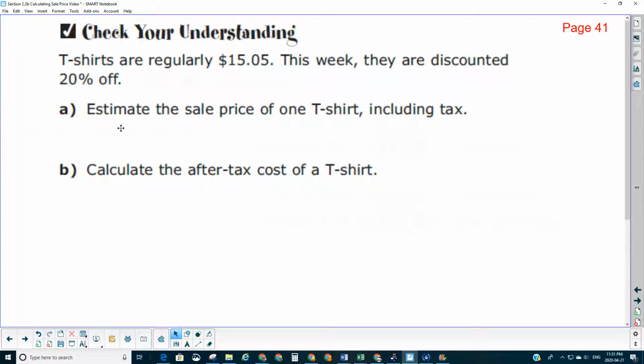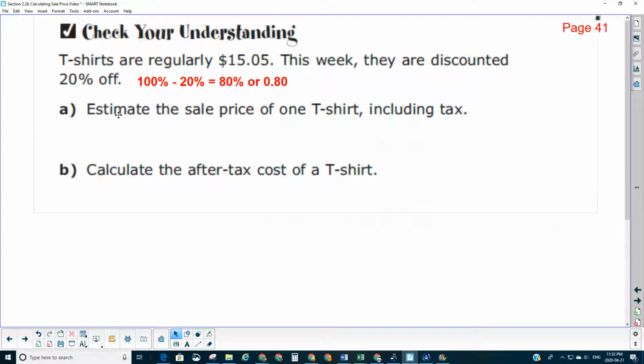So this is where we're going to combine what we did last lesson with estimating and calculating and seeing how close we can get. So the t-shirts are regular $15.05, but this week they are discounted for 20% off. So again, let's remember, if we are getting 20% off, that means we have to pay 80% of it. 100% minus the 20% is 80%, or 0.8. Okay, so we're going to use that to calculate our estimates and our calculations.